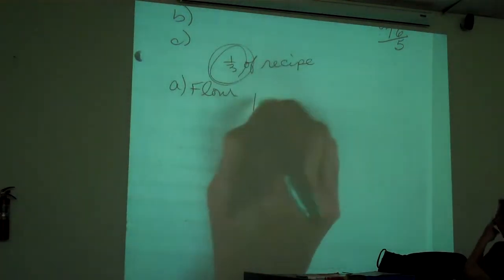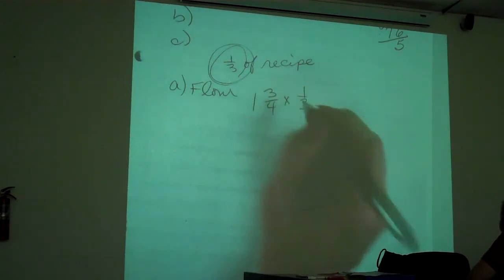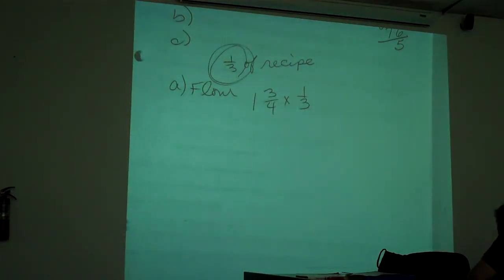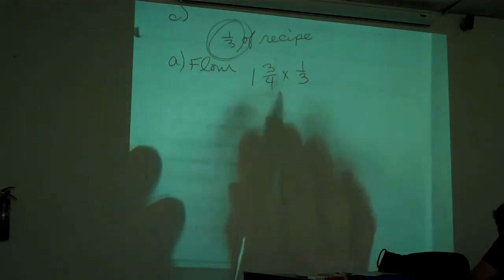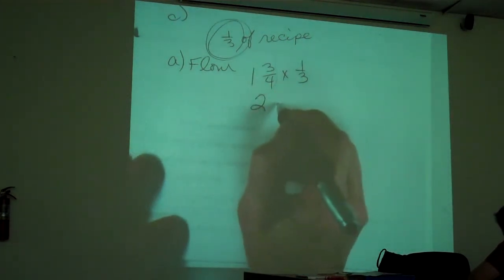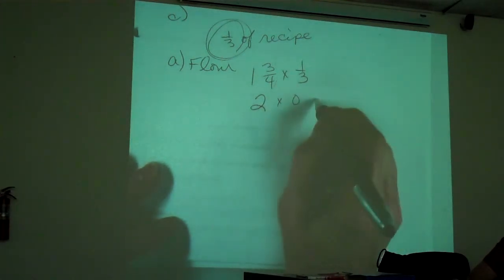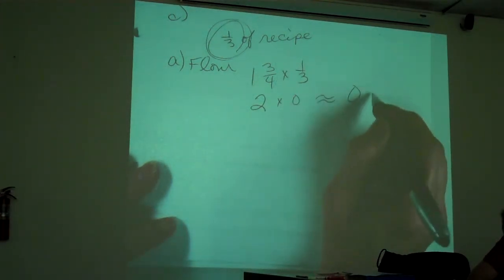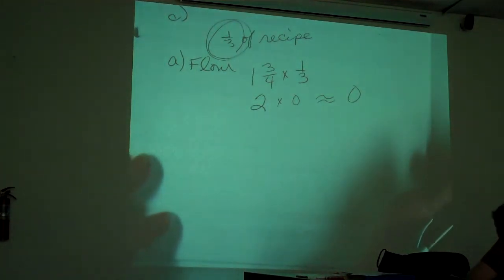The flour was 1 3/4 under your recipe, right? It doesn't matter which comes first. It's multiplied because you're gonna do times 1/3. For an estimate, you have about 2 here, more than half, so you have 2 times 1/3, which is not even a half. It's like 0. So you're like almost no flour, but you do need to put flour, so the estimate's not a good thing to go by.